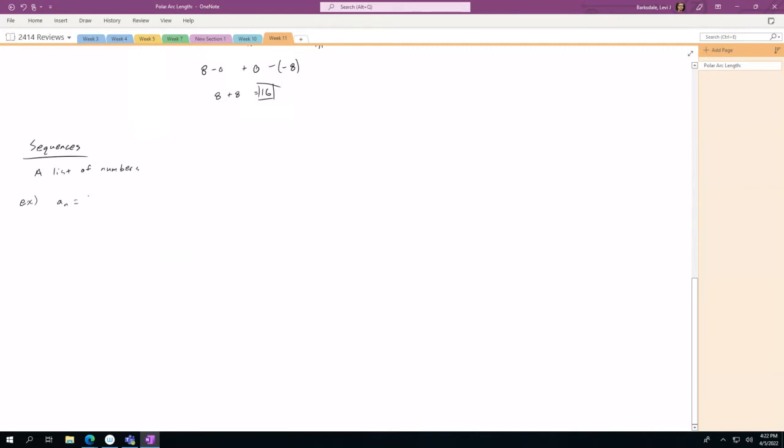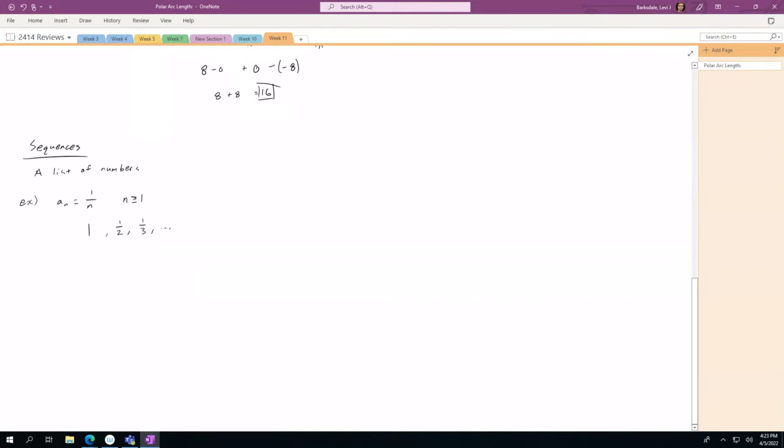I can define a sequence a sub n and say that each term is going to be defined by 1 over n. Of course, I need to say where it starts, so it's going to start at 1. And I could say, well, my first term, when n is equal to 1, would be 1, because that's 1 over 1. My second term, when n is 2, is 1/2. Third term is 1/3, and so on.